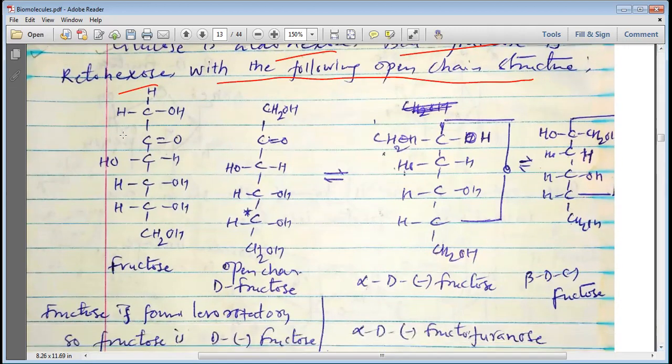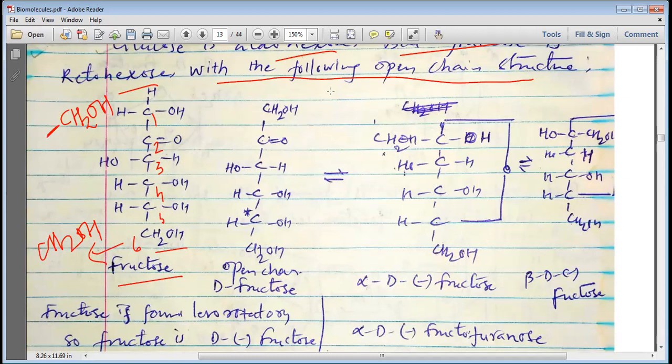So now, my dear students, here we can see the open chain structure for fructose. These are carbon numbers 1, 2, 3, 4, 5, and 6, which are also present in fructose. On the first carbon, you can easily see there is a CH2OH group. In the same way, on the sixth carbon we also have a CH2OH group.